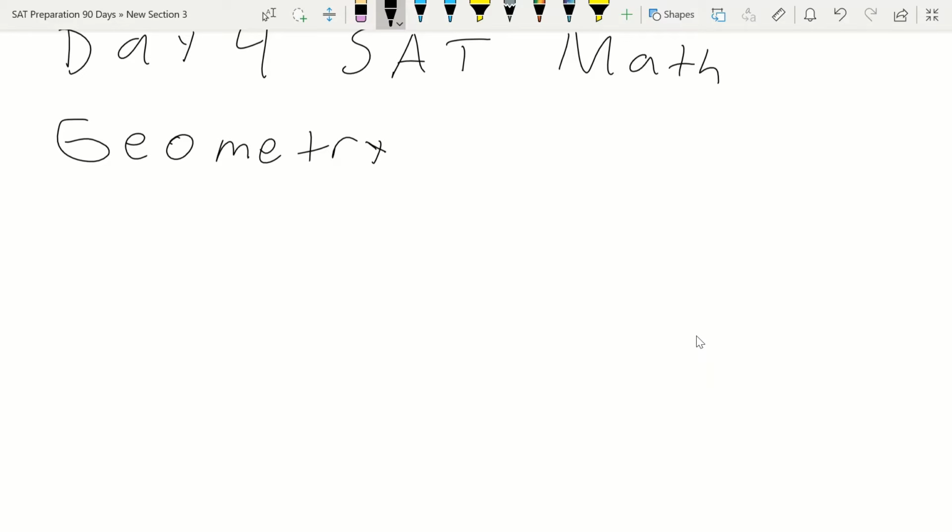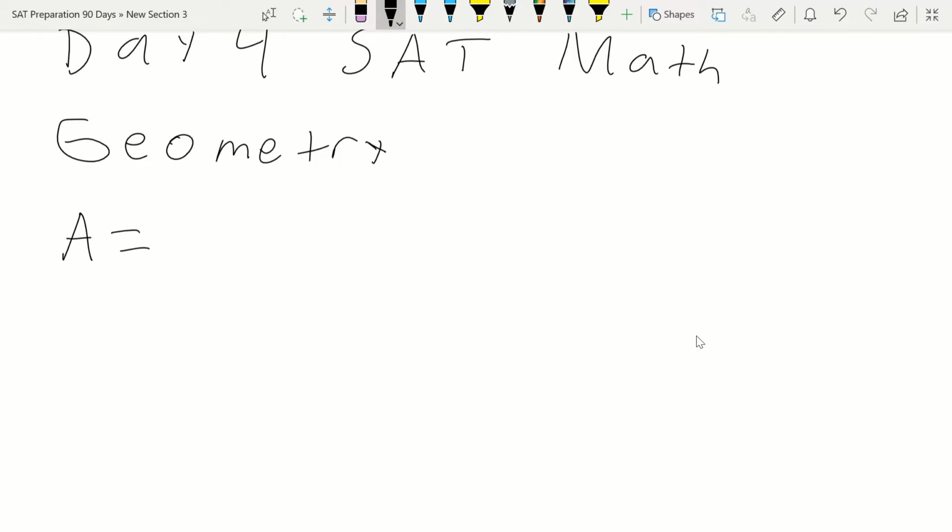All right, so the first thing we're going to do with geometry is I'm going to teach you an equation that is helpful to save time. You don't have to know it to get answers correct, but it will save you time, which is very important on the SAT math section. So this is an equation that you're really going to want to memorize. Like I said, it's not necessary to get answers correct, but it's going to help you save a lot of time if you know this equation.